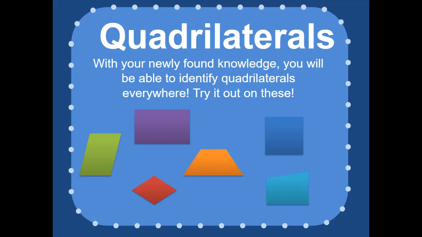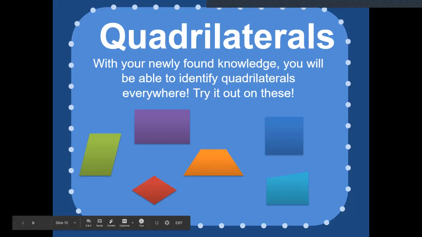Okay. Now this one down here, this teal blue one, what would we call it? Can it be a square? Let's rule them all out. Can it be a square?